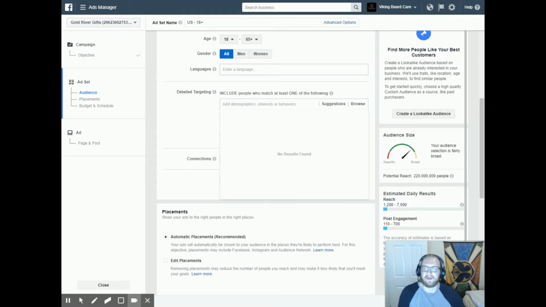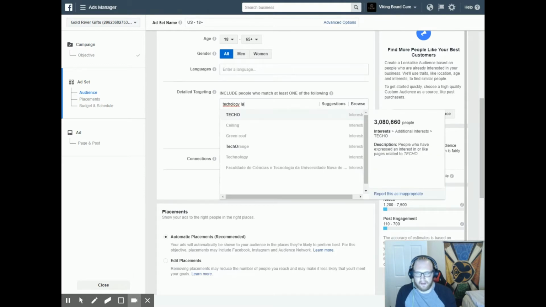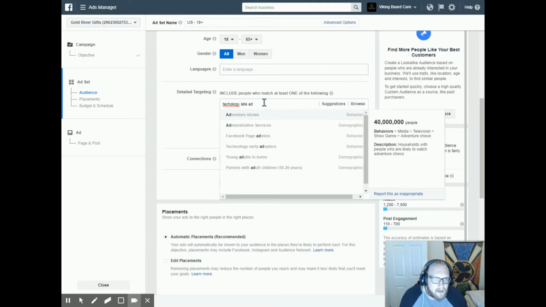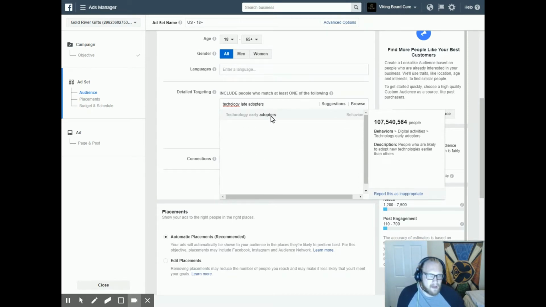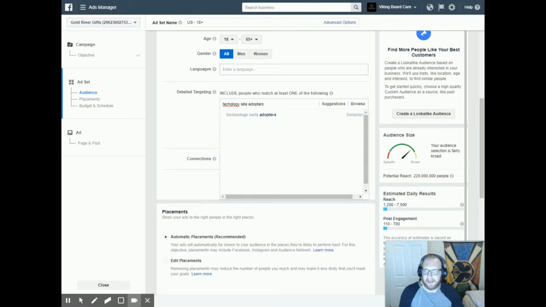Moving on, target by their rate of technology adoption. What that means is you can target people by the rate at which they've adopted technology. We can go technology late adopters. Hold on. You can see here, technology early adopters. By behaviors, you can see people who are likely to adopt new technologies earlier than others. This one's super interesting. You can use it to target vintage companies when you go for late adopters, and you can do this for high tech companies. Those are the ones off the top of my head that I think you could use for this, but it is something super interesting. If you haven't used it yet, it might be good for your company.